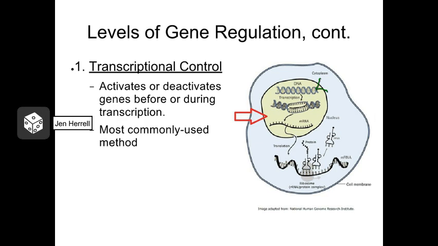Cells can also encourage or speed up the rate of transcription of a particular gene, thus making more transcripts. The more transcripts that are made, the more of that particular protein can be made at one time.